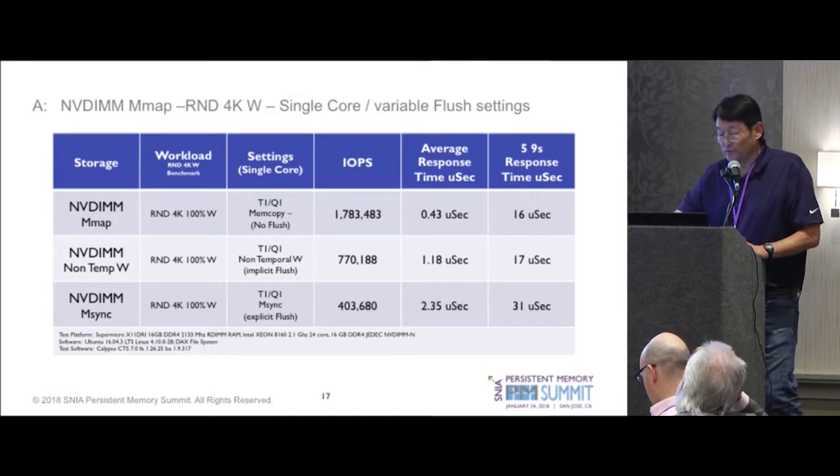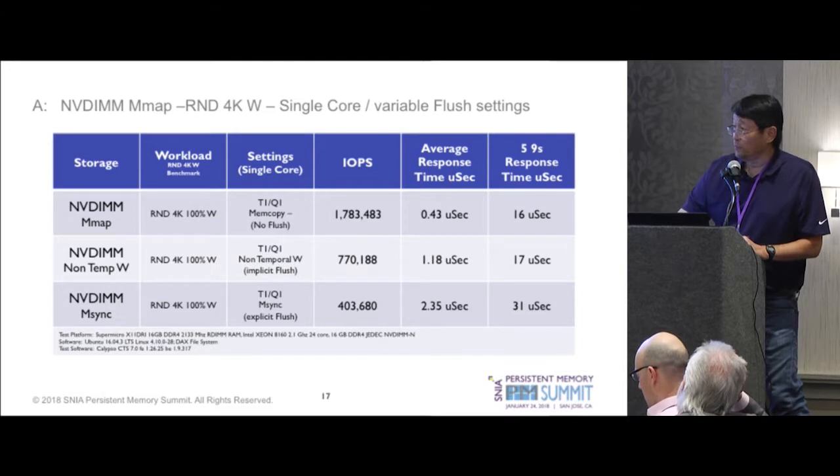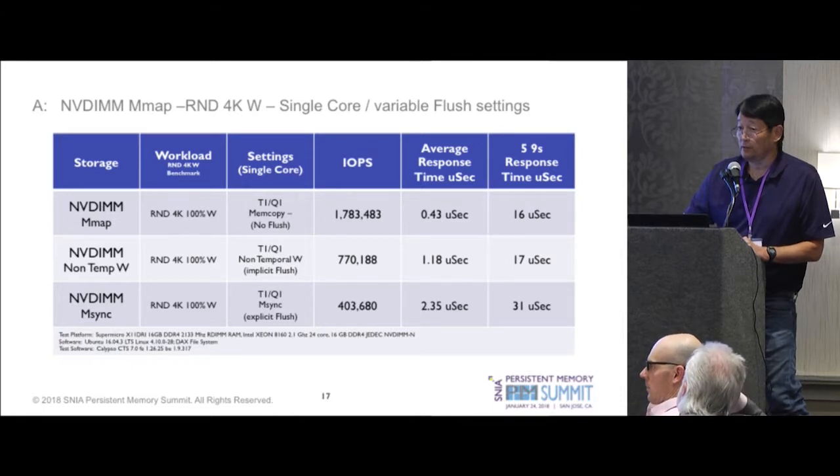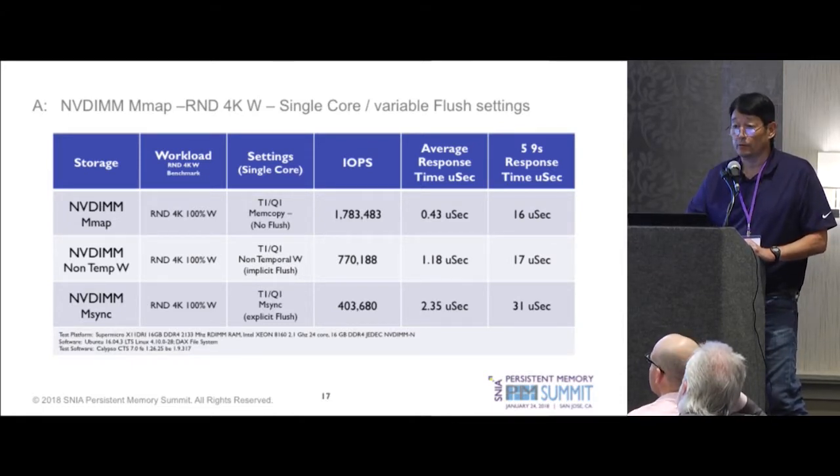All right, so the numbers, you can see that this is going to recur for all of them. The NVDIMM MEMMAP with no flush is the fastest performance, but it had the slowest response times. In the second case where you have non-temporal writes, the cost of getting the added persistence is a drop in the IOPS and an increase in the response times. And in the case where you have explicit flushes for every IO command, of course, that's going to have the highest cost to performance, but the best in terms of persistence.